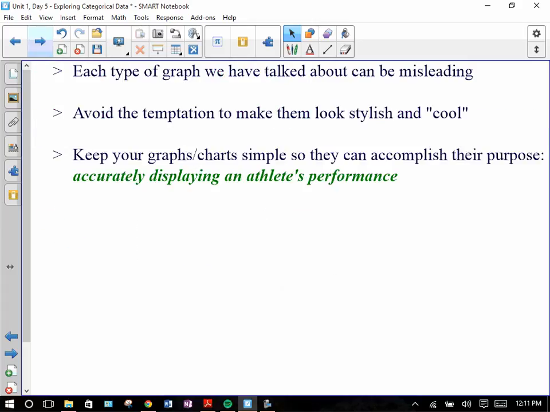So each of those types of graphs can all be misleading. Okay, they can all be misleading. And what you need to do is avoid the temptation to look stylish and pretty. Don't write about this. This is just me telling you don't be fancy. All right? Keep your graphs and charts simple so they can accomplish their purpose. The only reason you make graphs and charts is to accurately display something, in this case, an athlete's performance.